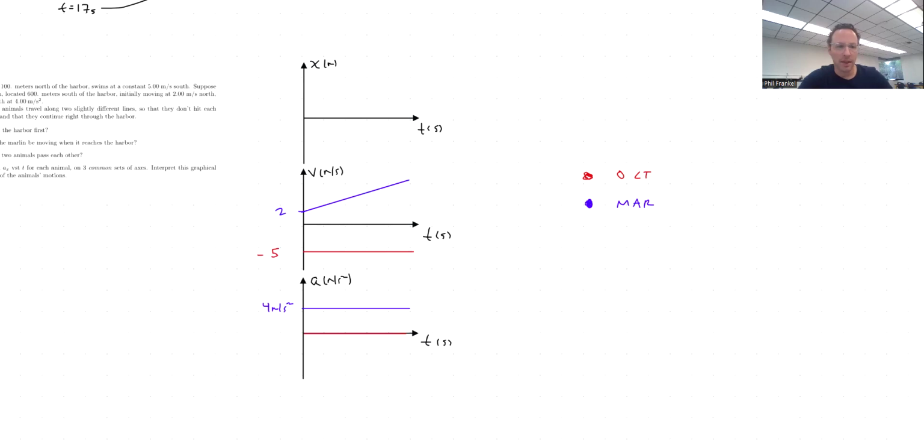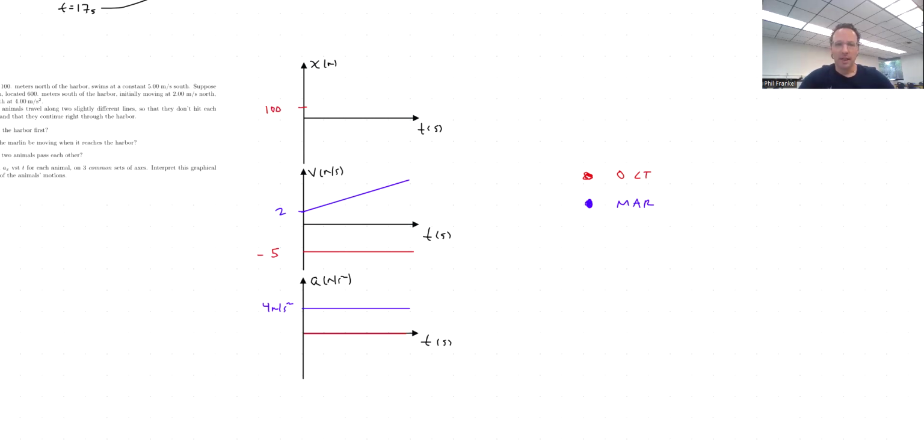So let's think about the octopus. The octopus starts at x equals 100. So x equals 100 meters is the initial position of the octopus. And the octopus is moving south. It's moving in the negative direction. It's going to eventually pass x equals 0 when it flies by the harbor.